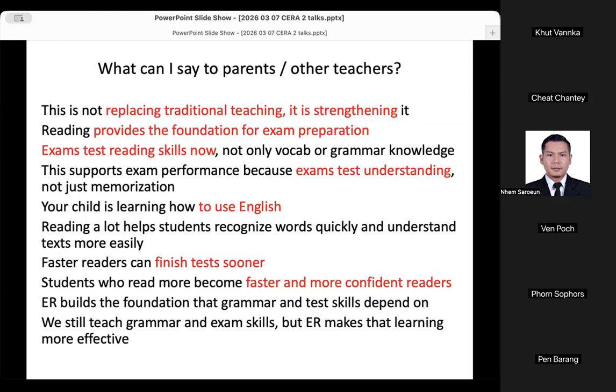We are not trying to replace traditional teaching. We're trying to strengthen it by adding more and more comprehensible input. We're providing a foundation for exam preparation. And remember that the exams test reading skills now. They don't just test vocabulary, right? So we're practicing for tests by actually reading or actually listening, right? And so your child is learning how to use English and recognize words quickly. They can finish tests sooner. They'll be more confident readers, and it builds a foundation for grammar and test skills to depend on, right? So these are the things that you can say to the teachers and parents.